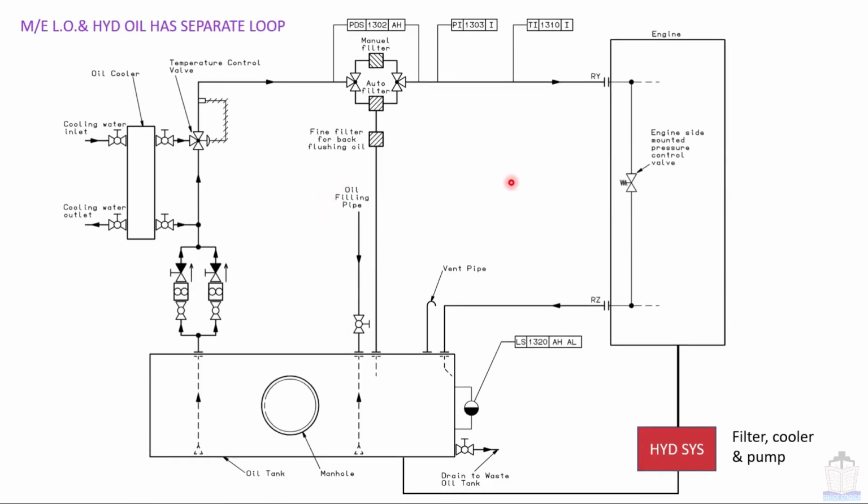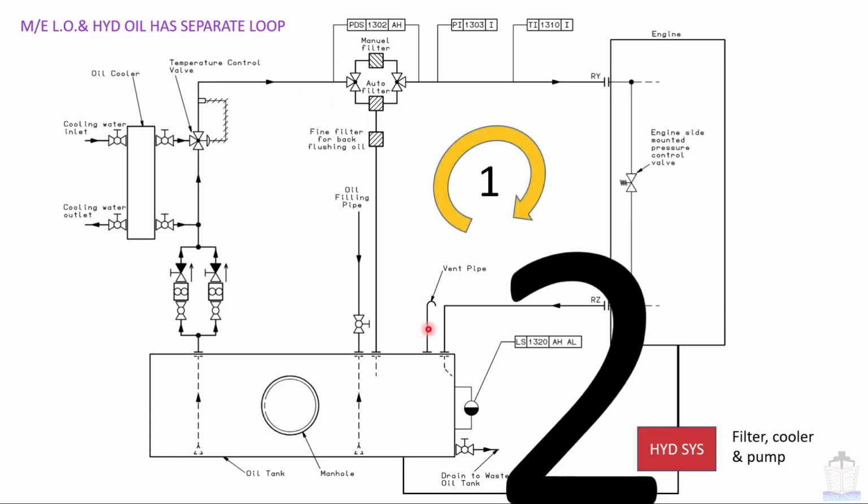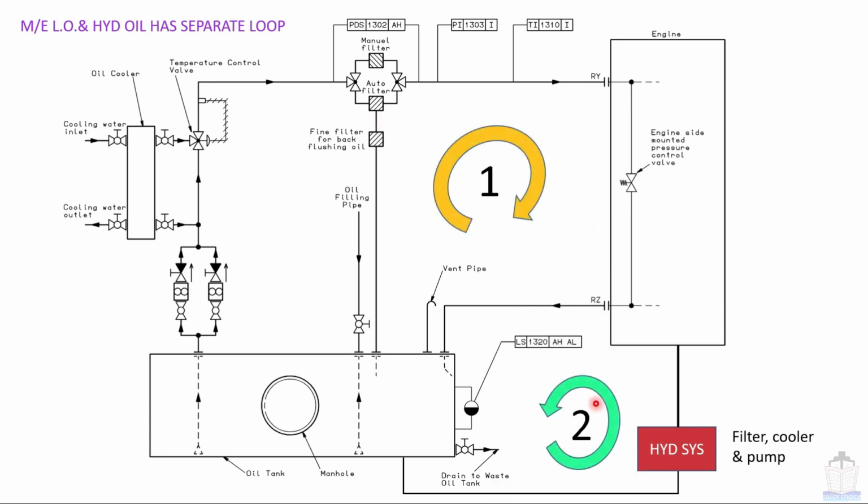Now this figure represents the main engine lube oil and hydraulic oil having separate loops. So according to this figure, there are basically two loops. The first loop is the main engine lube oil system and the second loop is the hydraulic system. The hydraulic system also contains a filter, cooler and pump, and the drain to sump from the engine is common for both loops. So these are basically two types of configuration based on the loop.